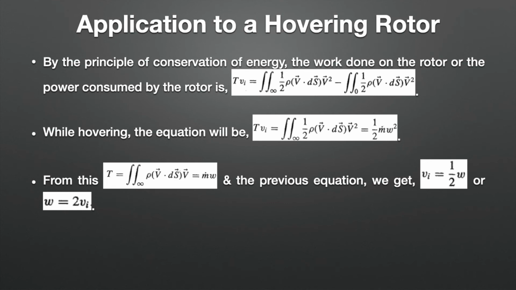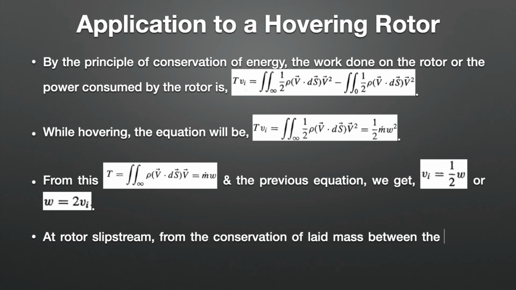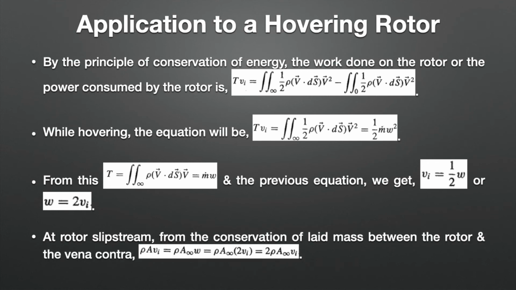So this gives a simple relationship between induced velocity in the plane of the rotor and the velocity omega in the vena contracta region. Next is the slipstream. For the conservation of mass between the rotor and the vena contracta region, you get the equation rho A into Vi is equal to rho A V at vena contracta region.